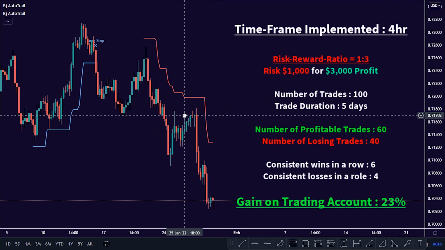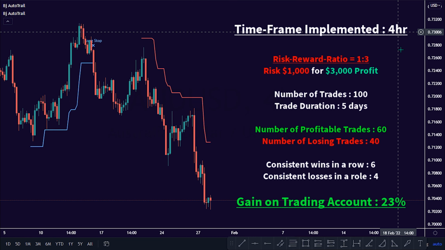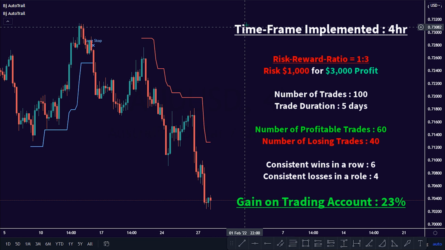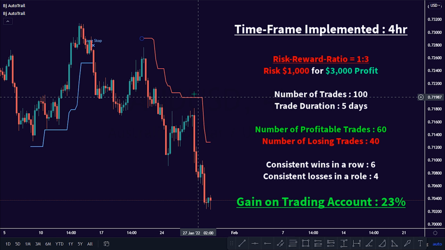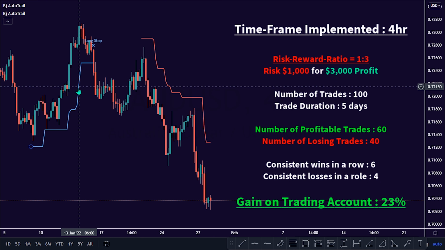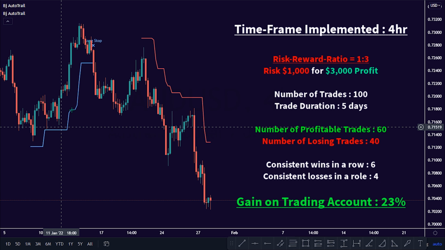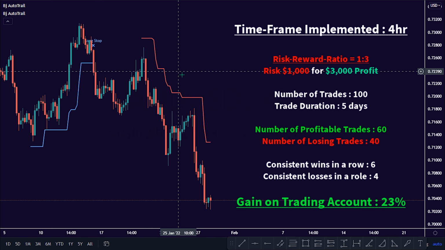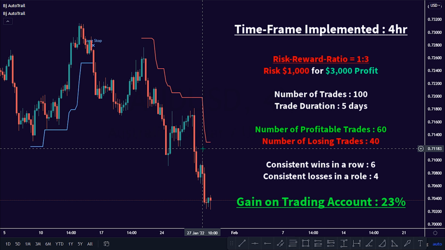After executing 100 trades for 5 days in the Forex market with the Bjorgum AutoTrail indicator risk management trading strategy concept based on the 4-hour time frame on the Australian dollars paired against the American USD, I implemented the 1-to-3 ratio. On each trade, I risk $1,000 for a profit target of $3,000. That was on 100 trades for 5 days.